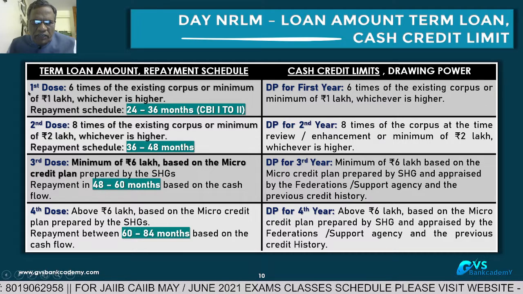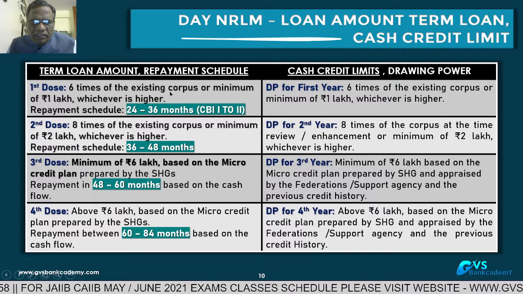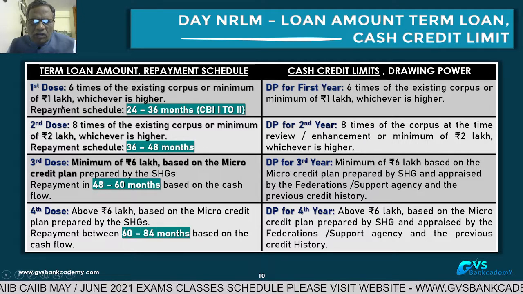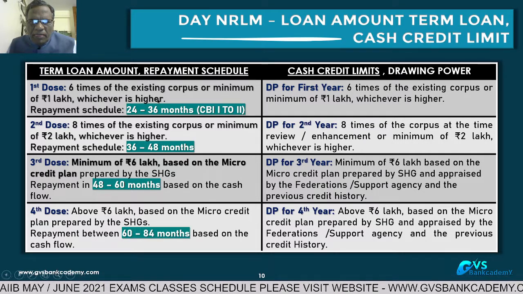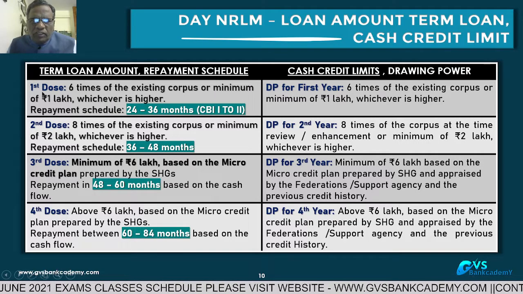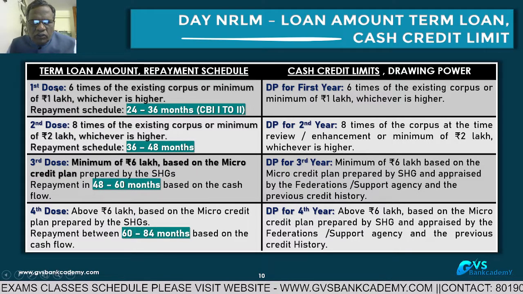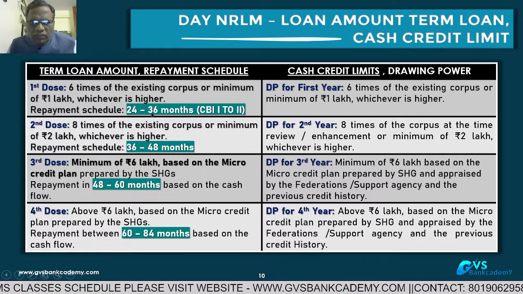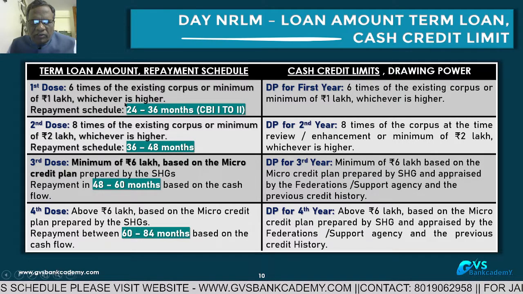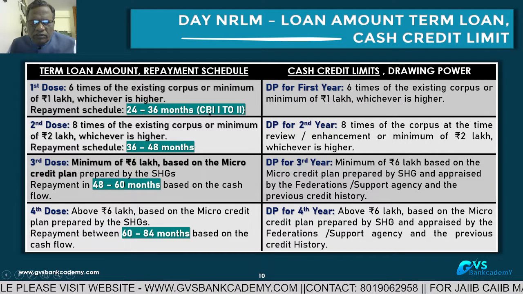For the first dose loan, the amount is 6 times of their existing corpus outstanding in their SB savings account, or minimum 1 lakh, whichever is higher. The repayment schedule for the first dose loan is 24 to 36 months. This is about the first loan: 6 times of corpus or 1 lakh, whichever is higher, repaid in 24 to 36 months.